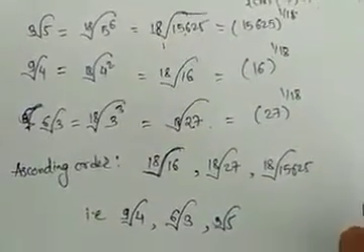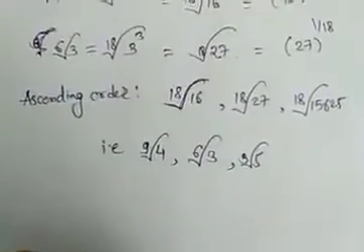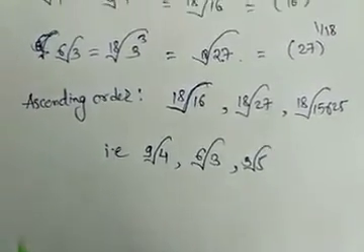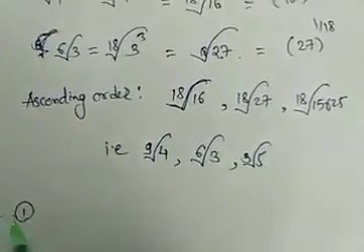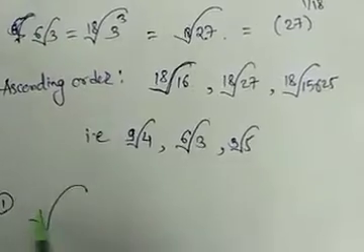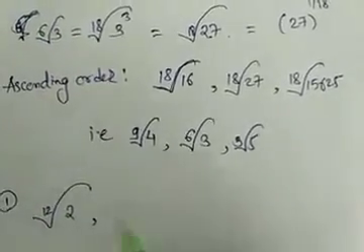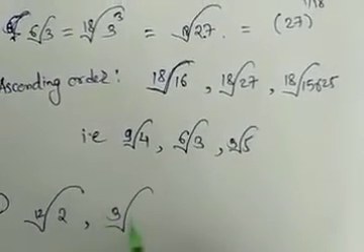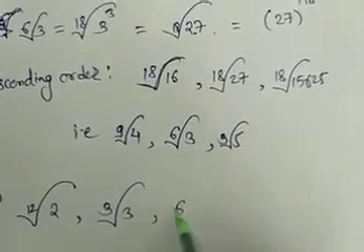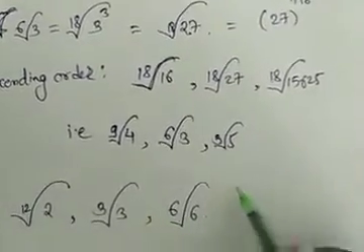So for homework I will give an example of the same type. You can use any one method: the 12th root of 2 is the first term, next the cube root of 3 and the 6th root of 6. You have to find the ascending order.